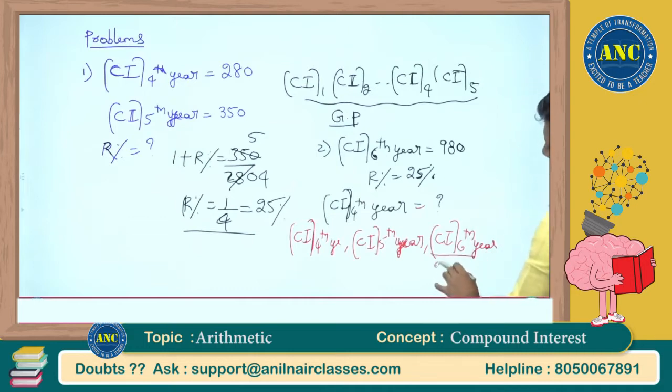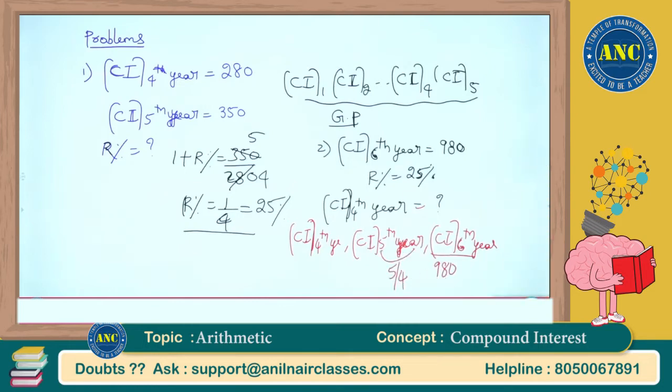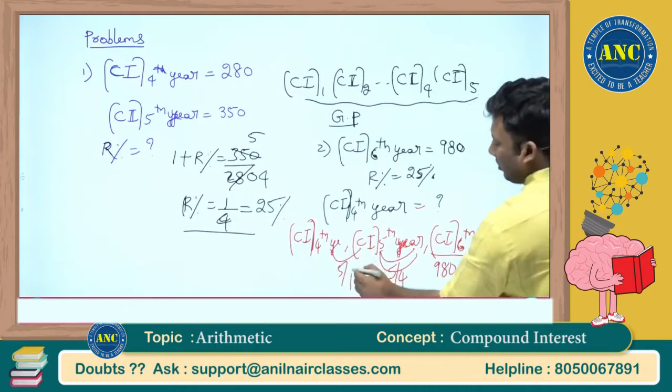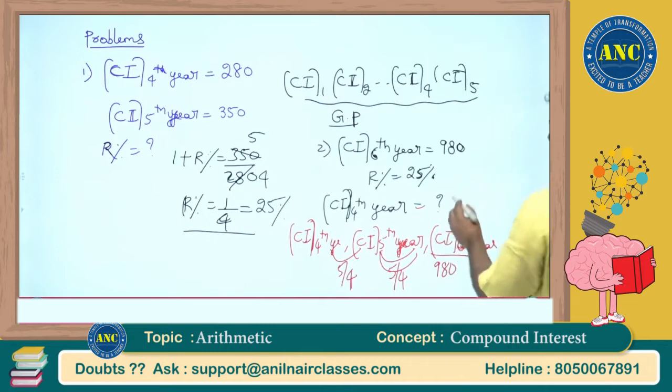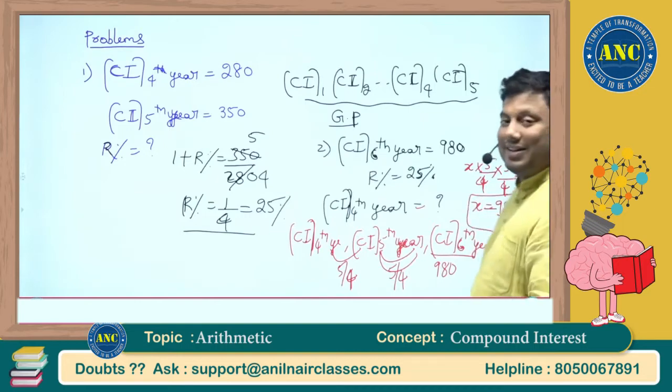So the 6th year value is 980. Here the multiplication factor will be 1 plus 25 percentage, which is 1 plus 1 by 4, that is 5 by 4. So the answer will be x into 5 by 4 into 5 by 4 equivalent to 980. I hope the idea is clear. So x is equivalent to 980 into 16 by 25. The idea is clear, right?